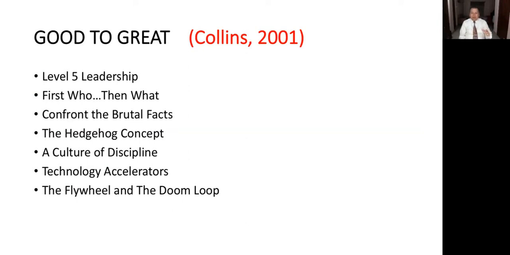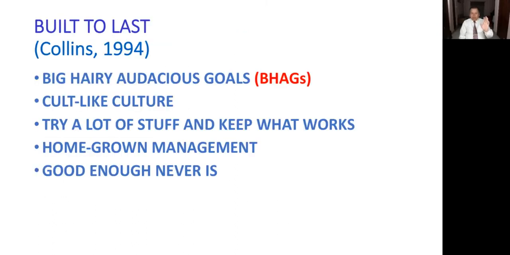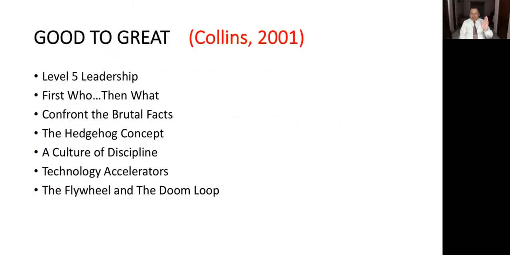He has done various ideas: first who, then what, confront the brutal facts, the hedgehog concept, a culture of discipline, technology accelerators, the flywheel, and the doom loop. All of these are concepts. I'm not going into detail. But these are ideas, the biggest ideas, as in Built to Last. And then you have Good to Great, best-selling books that you have to revisit to understand. This is a reference I'm giving to you.